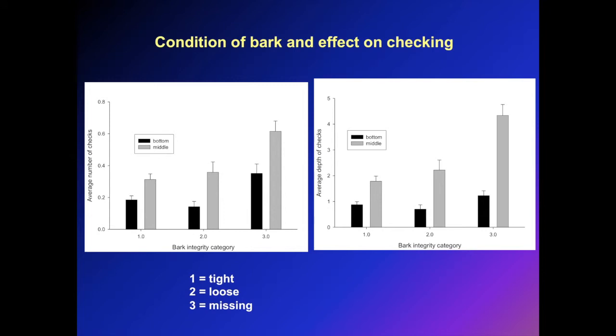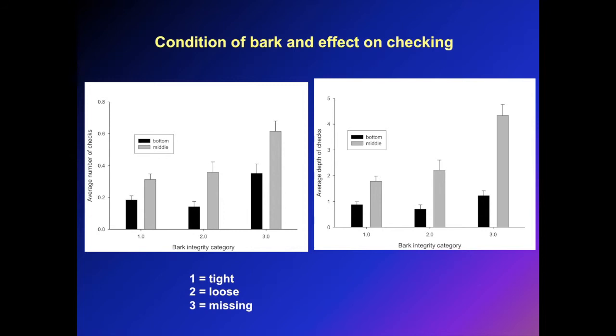Bark integrity has some effect. We looked at this mostly from the BC samples. So the bark integrity category here, these are trees that have tight bark, loose bark, and missing. And this is the condition of that, or the effect of that on the average number of checks and the average depth of checks. So as the bark falls off the tree, you can expect more and deeper checks to develop. Most likely that has to do with the loss of the insulation factor.